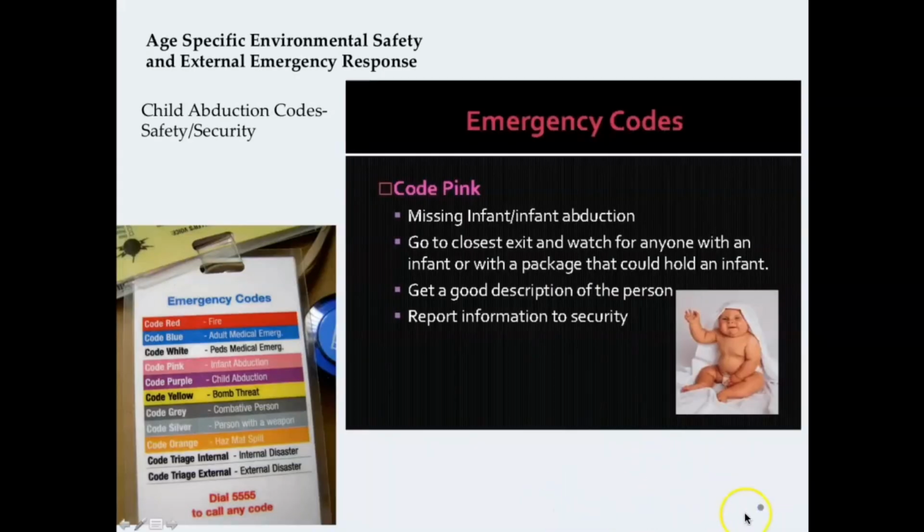There are some safety procedures and protocols that every facility has. They may not all be the same. They may have a different system. You just want to be familiar with the system that your facility is utilizing.